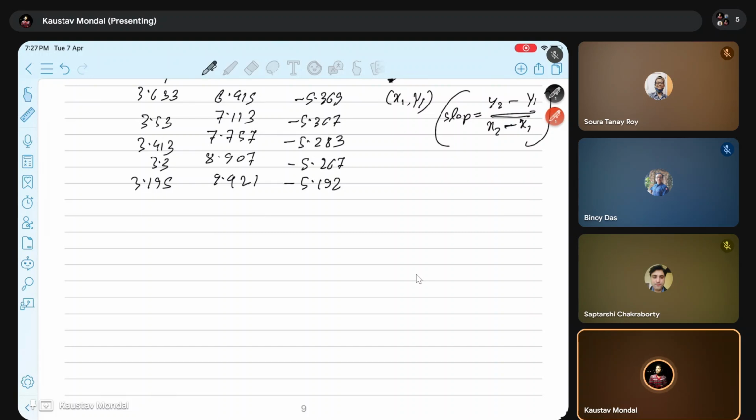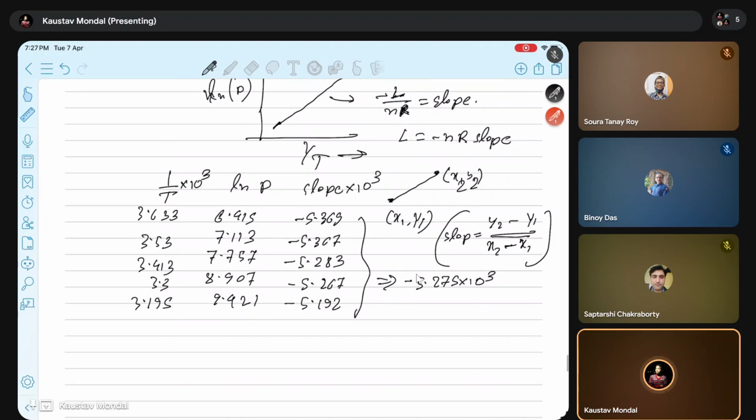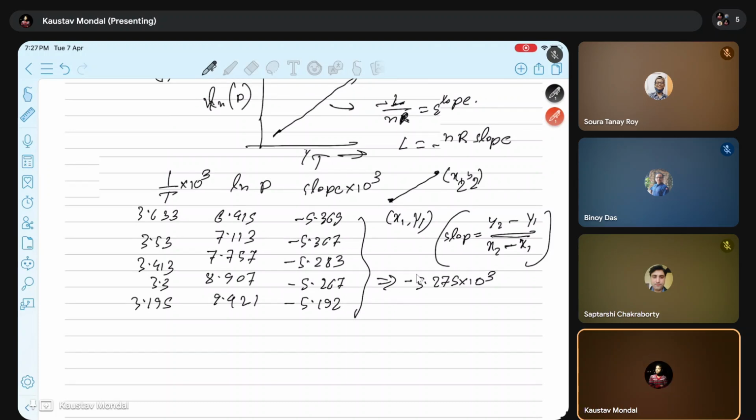So what you can do, you can take the average of each of these slopes. The average slope will give you minus 5.275 into 10 to the power 3. This would be the average of all these slopes. Okay. Now you got the slope.